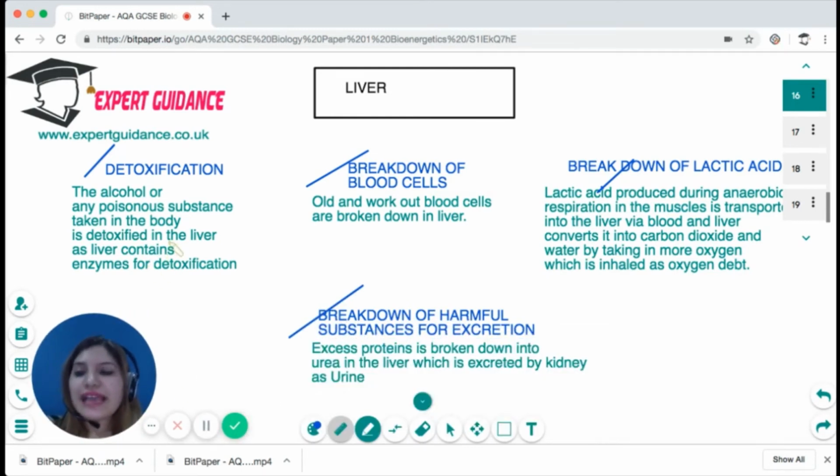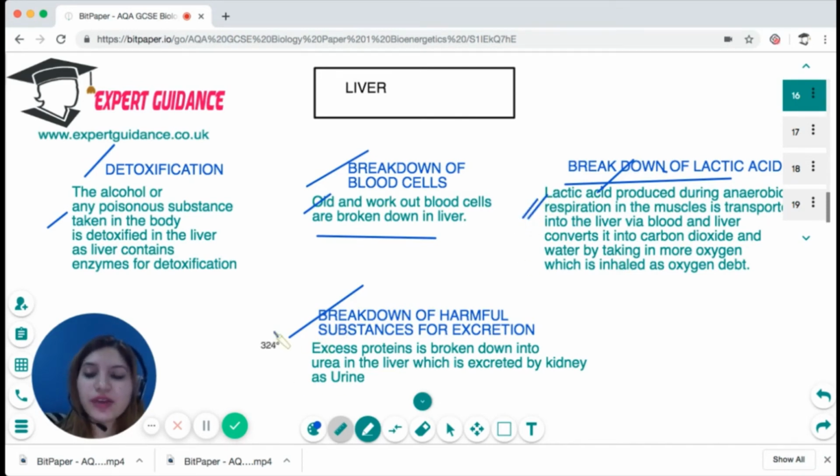So when we take in excess alcohol, that is broken down by your liver. When the blood cells are old and worn out, they are broken down in the liver. The lactic acid that is produced by anaerobic respiration is also converted into carbon dioxide and water by the liver, and that is the oxygen debt. And the harmful proteins, the proteins cannot be stored in the body, so it is the liver that converts them into urea, which is excreted by the kidney as urine. Okay, so I hope you will remember all the functions of the liver.